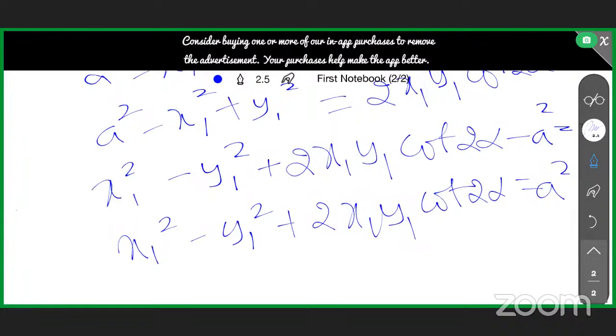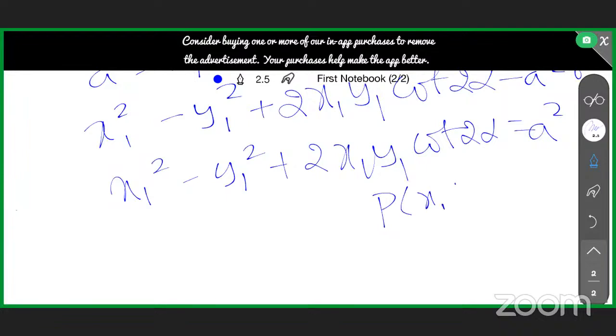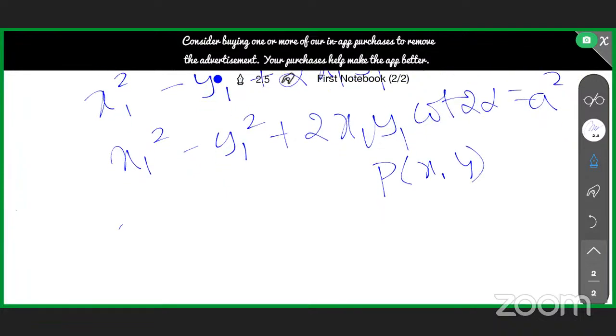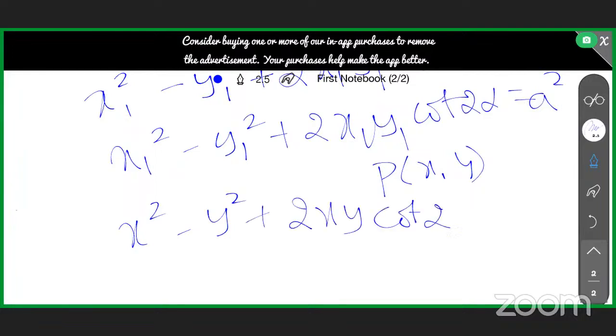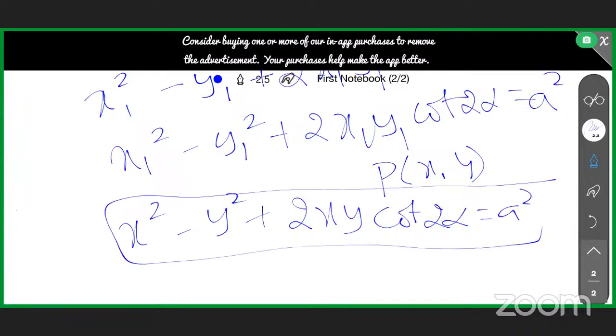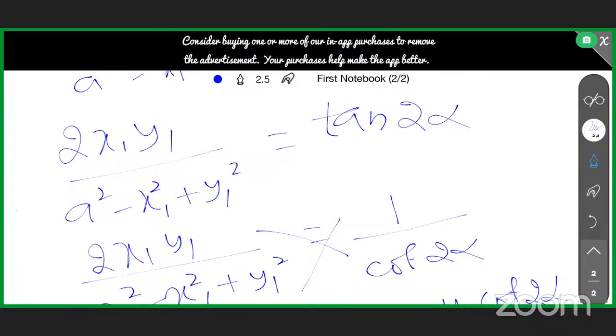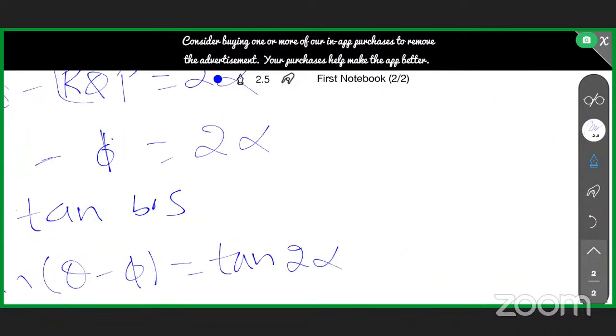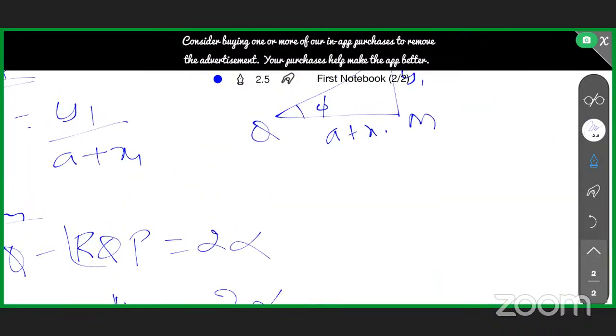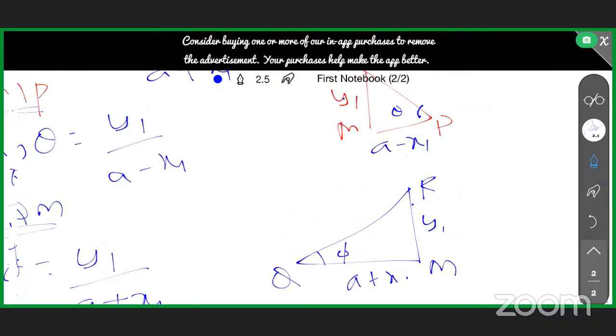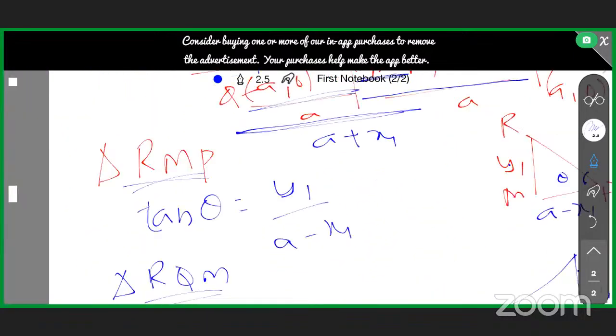So I'm substituting my locus as P(x, y). So the equation will become what? x square minus y square plus 2xy into cot 2 alpha is equal to a square, is the locus of my equation. Therefore, which option have I given? The fourth option is the correct option. So option 4 is the correct option.